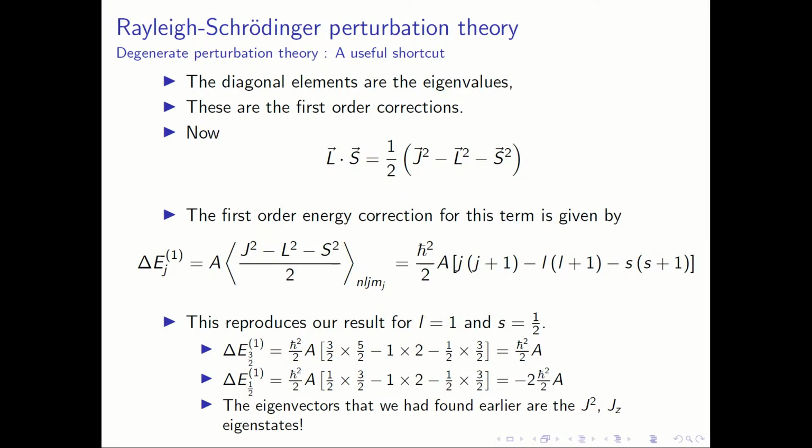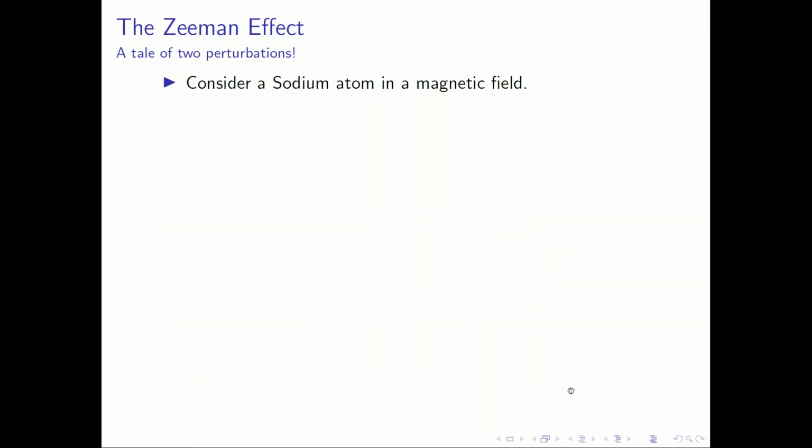So let's now go over to a slightly more complicated situation. This situation is physically the same physical system, but now we have switched on a magnetic field. So we are considering a sodium atom in a magnetic field.